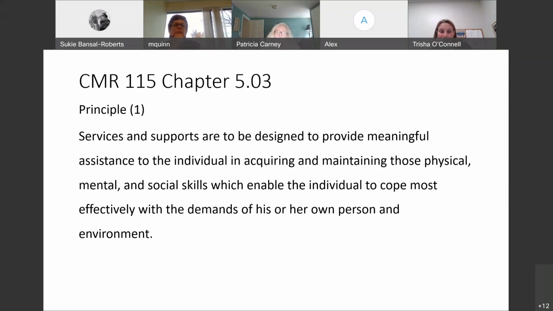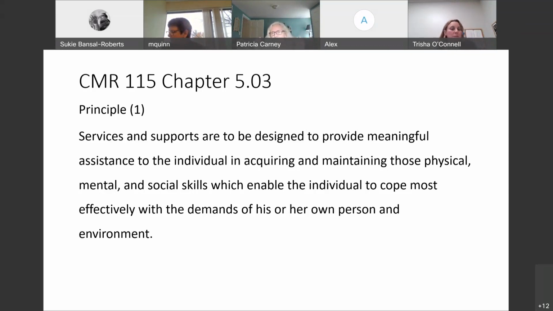So let's break this down just a little bit. We know what services and supports are. That's everything we do in our work. What does meaningful assistance mean? We know that our role is to teach people, so by assistance, we need to understand that it means we don't just help people do stuff. Our job is to help them learn what they need to know, and even more so, what they want to know to best cope with the demands of their own life.